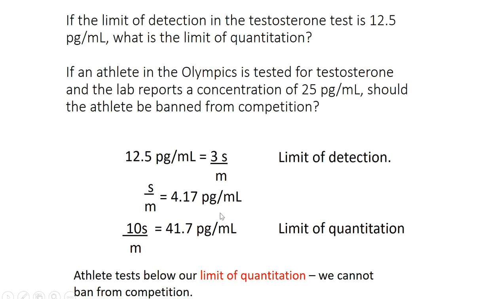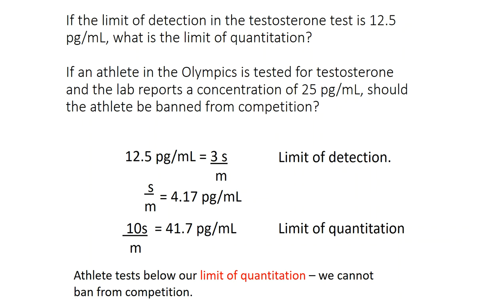So let's compare this to the amount that we measured for the athlete. The athlete had 25 picograms per milliliter testosterone. This is the limit that we have to have in order to report a number. So their concentration falls below the amount that we can quantify. So we cannot ban the athlete from competition because we weren't able to quantify at a more sensitive level the concentration of testosterone.